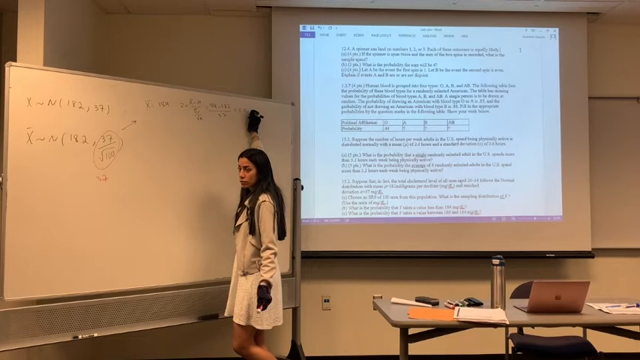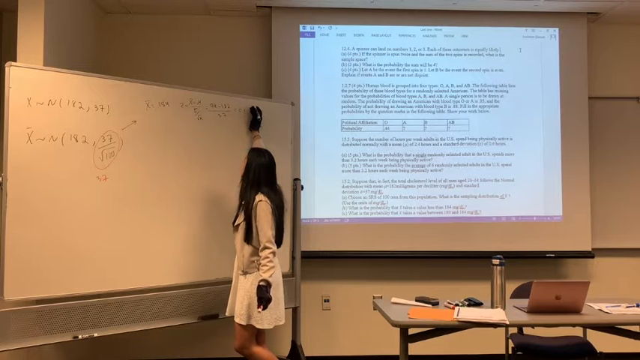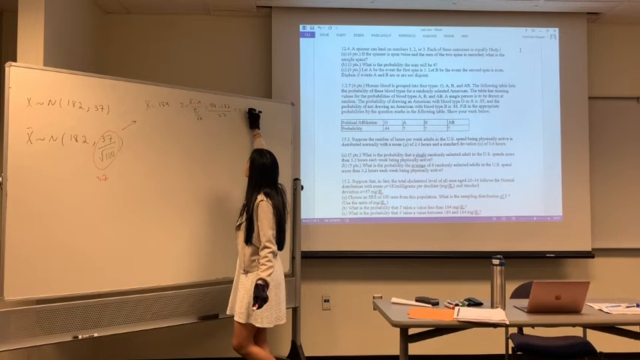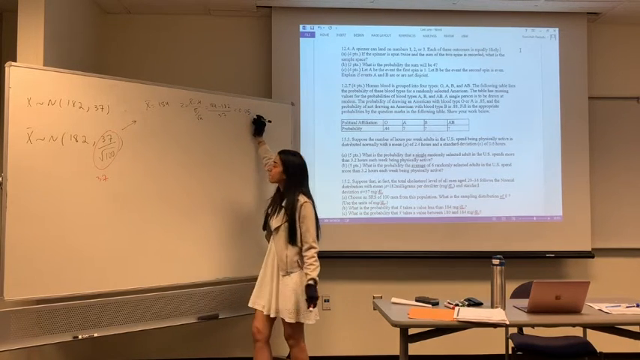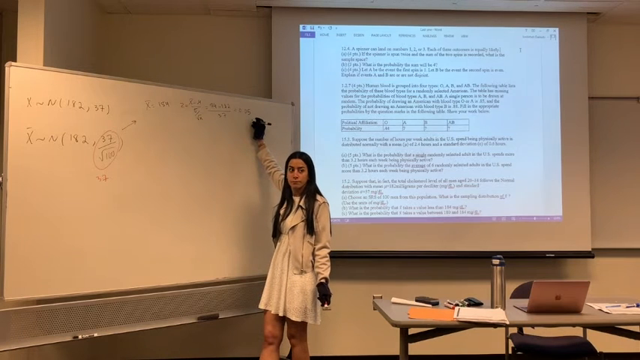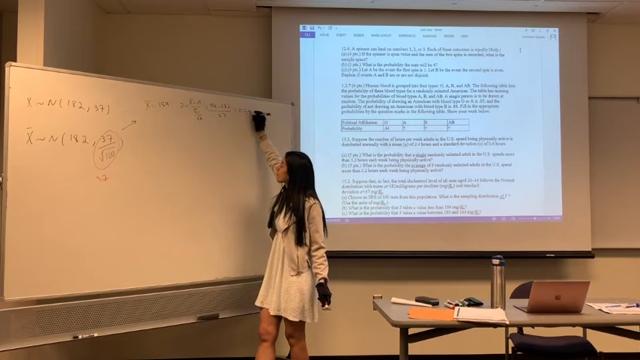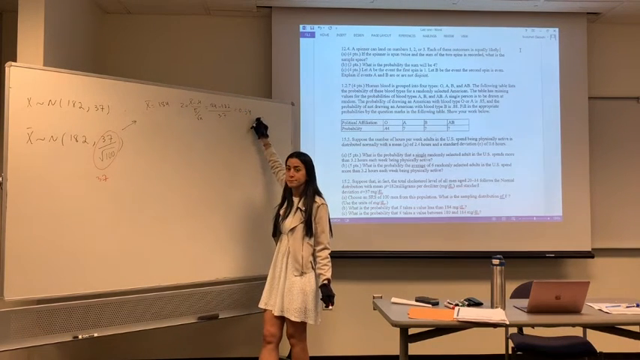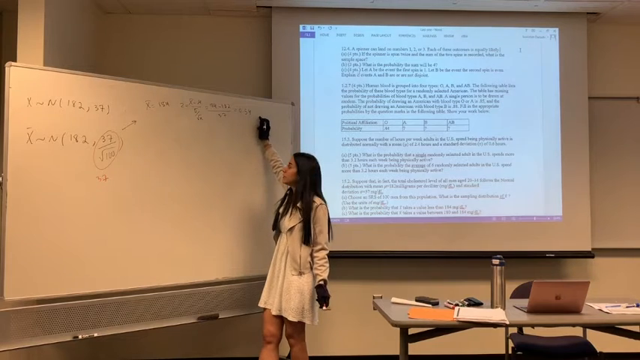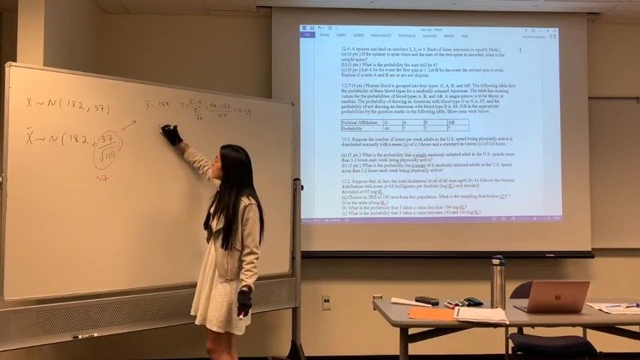0.5405. I got 0.54. Yeah, there's no zero. Yeah, 0.5405. Good? Okay. And then from the Z table you get 0.705.